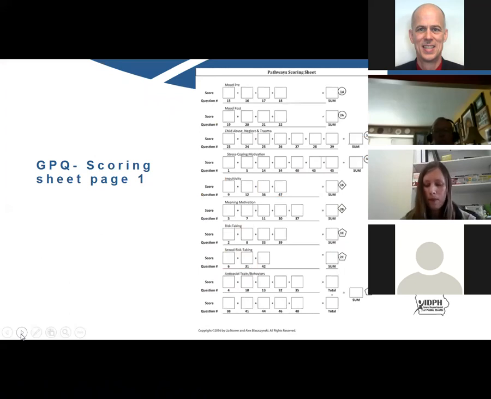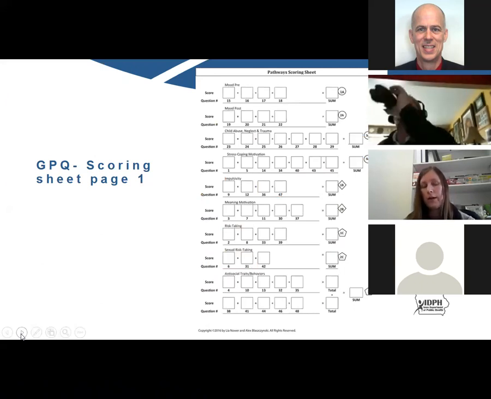And the assessment only takes 5 to 10 minutes for the client to fill out, depending on how fast they read and how much thought they put into it. And then it's about 5 to 10 minutes to score it and talk to the client about the results.